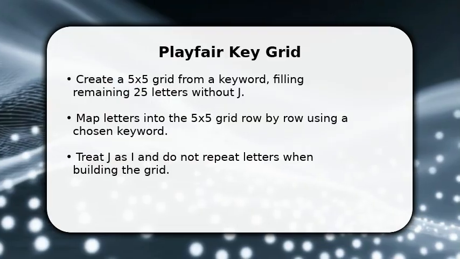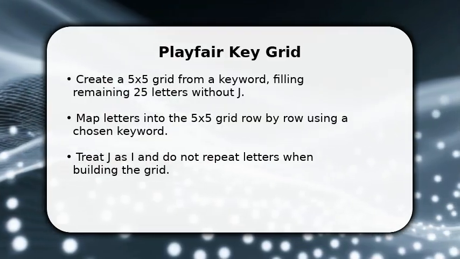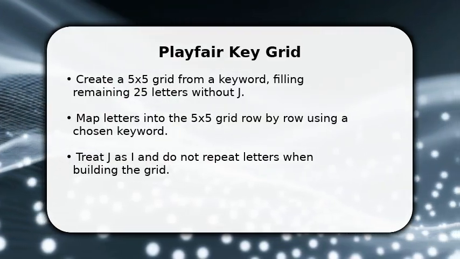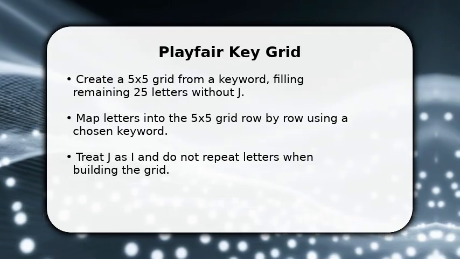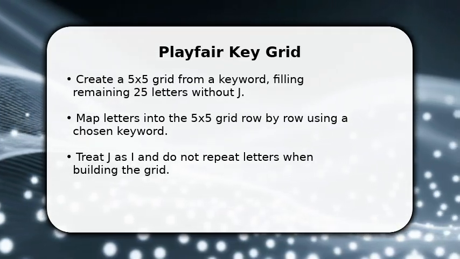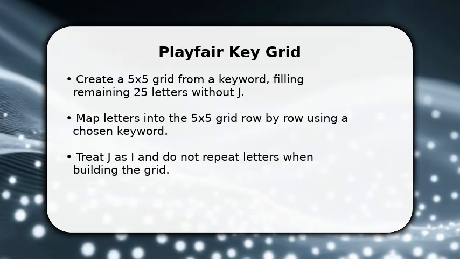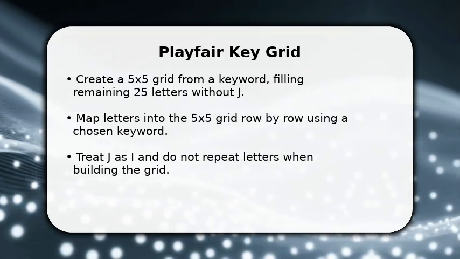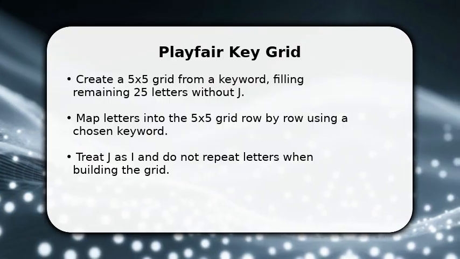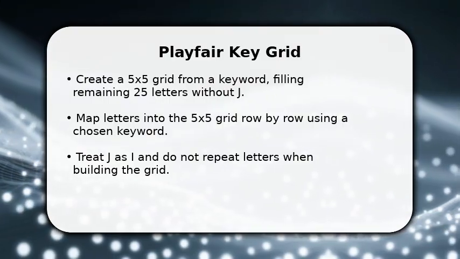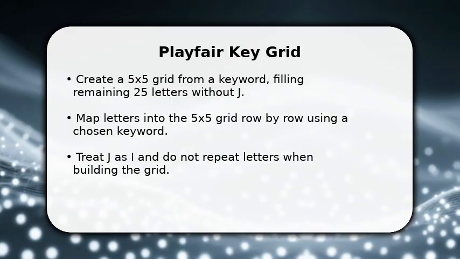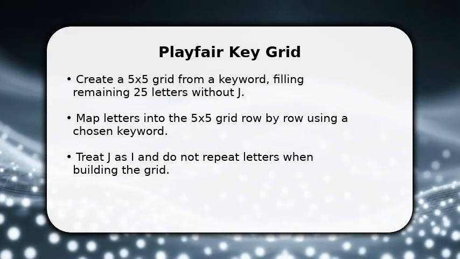Start by creating a 5x5 grid using a single keyword to seed letters. Remove duplicate letters and fill the remaining 25 letter slots. Treat the letter J as I across the whole grid and never include J separately. Write letters row by row so the grid is easy to read when encoding. Use the keyword at the start and then the rest of the alphabet in order.